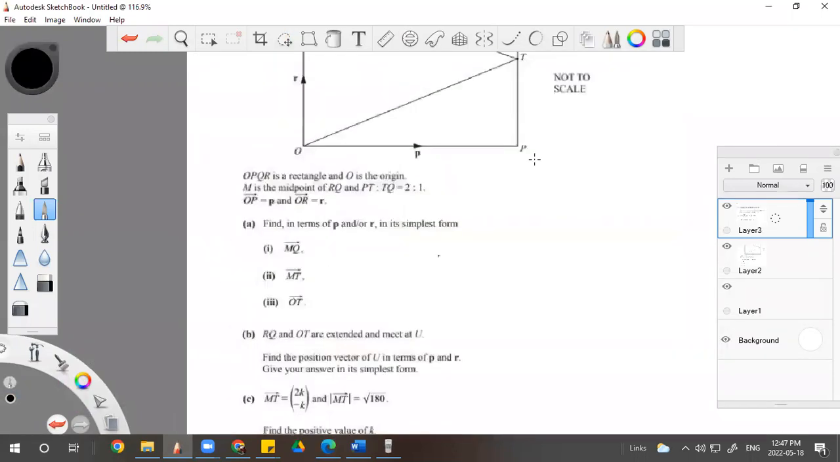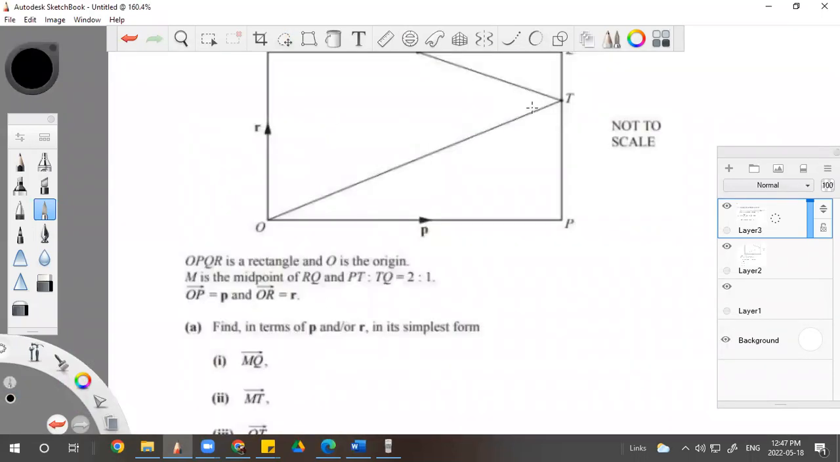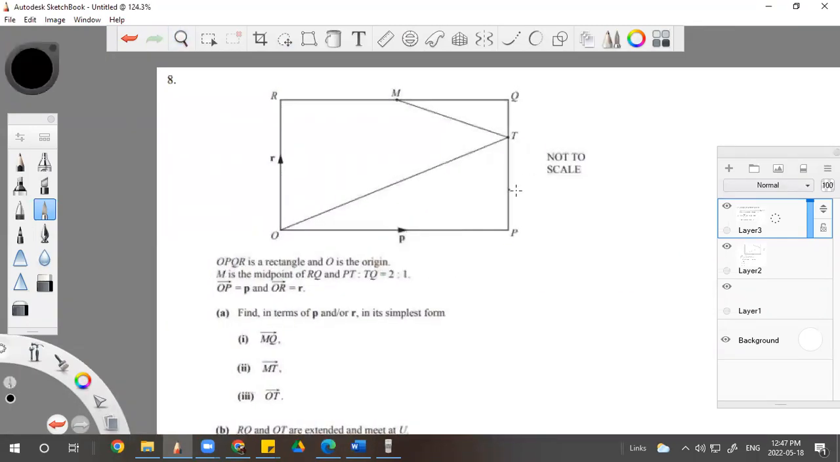Find in terms of P and or Q, in the simplest form. So PT to TQ is 2 to 1, so this is 2x, this is 1x, or x itself, no need to put 1. There you go. Now find MQ. M is the midpoint, so MQ is half P, because MQ is half of this. If this is P, this is also P, so MQ is half P.